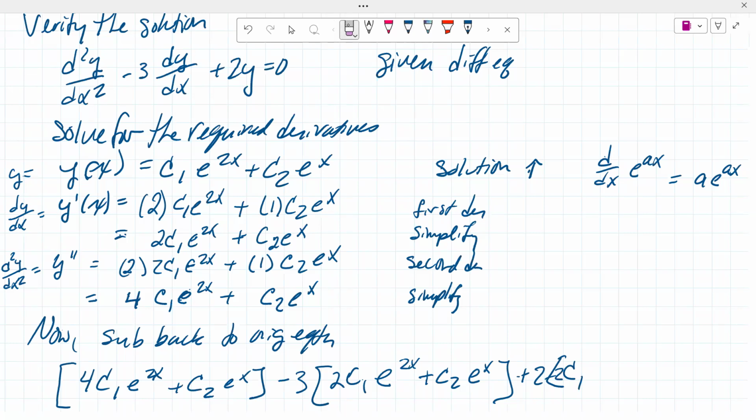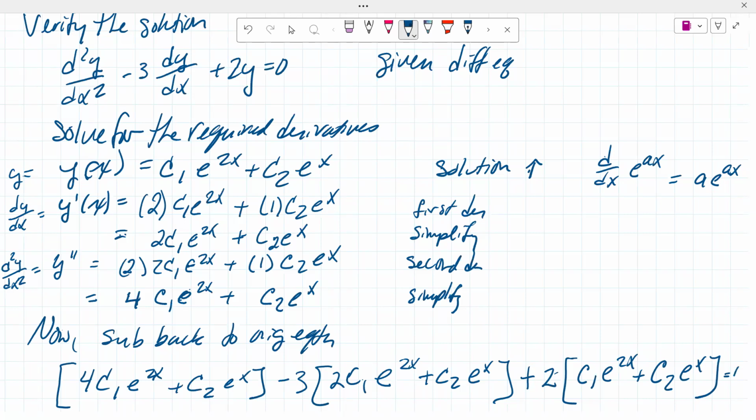Let's clean this up a little, sorry. Having good handwriting is not my forte, and it really helps keep things organized. Plus 2, that's this 2, times, what's y? Y is c1 e to the 2x plus c2 e to the x. All right, there we go.